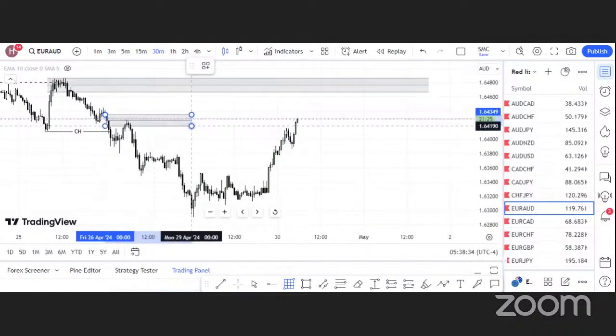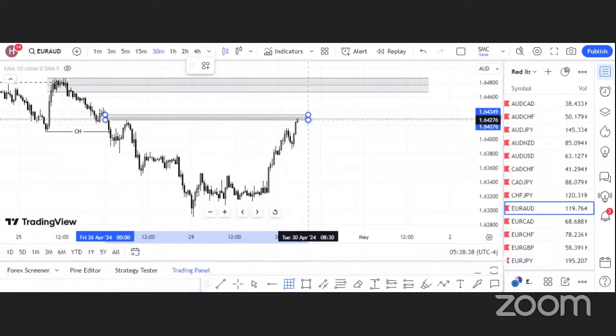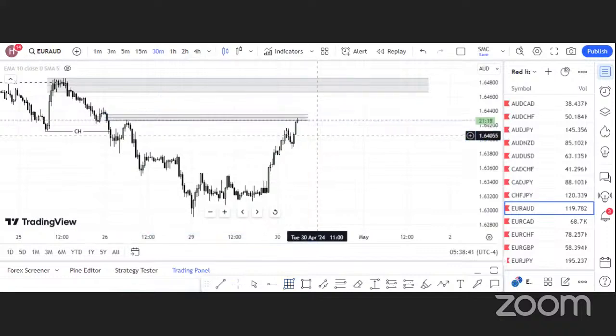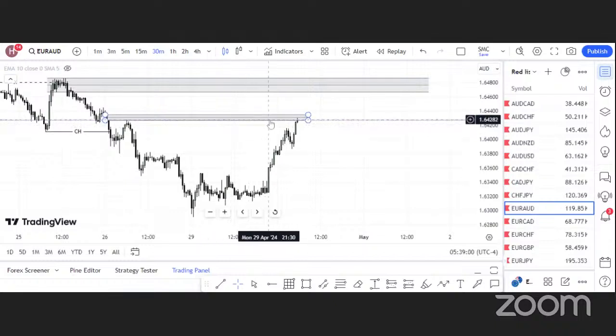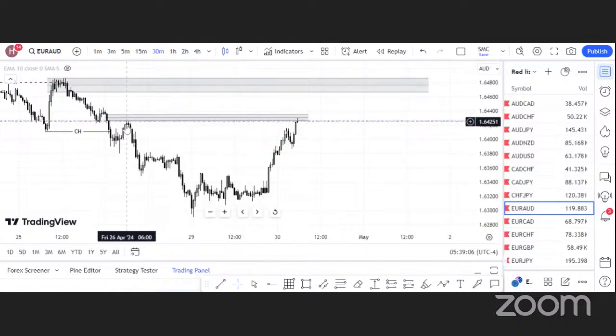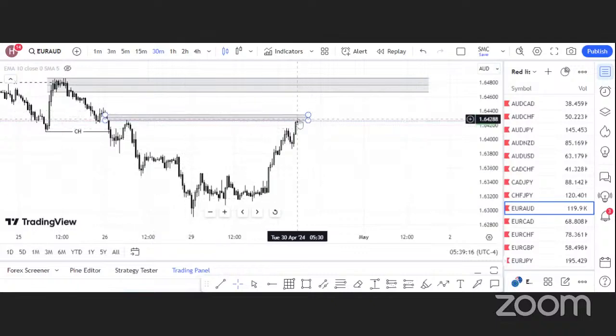So let's see how this has done in the past. All right, so the rejection we had here earlier. This fair value gap actually pushed this market downwards, but the market didn't touch the 50%. It just kissed the edge of the resistance line and then started making bearish moves.